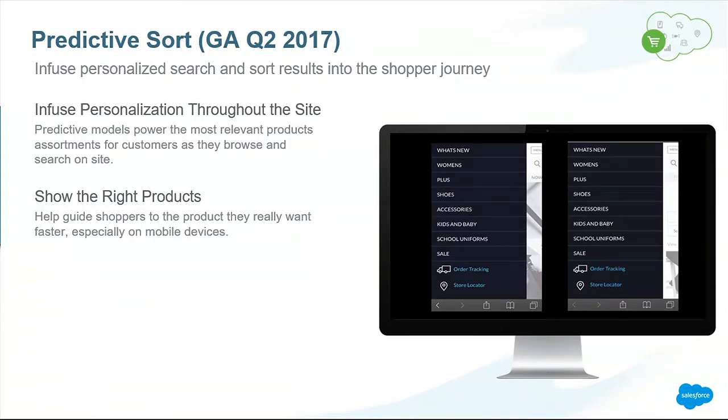We have Predictive Sort, which is GA, which scores a shopper's propensity to take action on a product: add to cart, click, ultimately purchase it. And this impacts category pages and product listing pages. And that's live now, and we have 150 sites or so live on it currently.